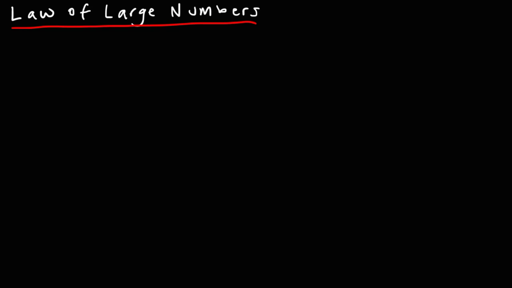Now the next topic that we need to talk about is the law of large numbers. The basic idea behind the law of large numbers, in reference to the topic that we're talking about, is that if we take a sample and increase the size of that sample, the mean of the sample will get closer and closer to the mean of the population as n increases.